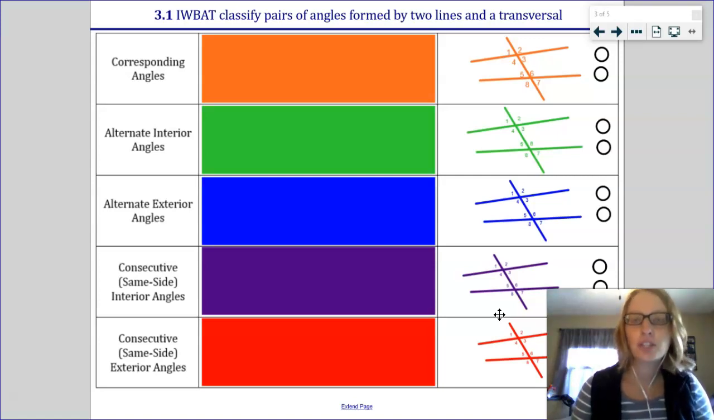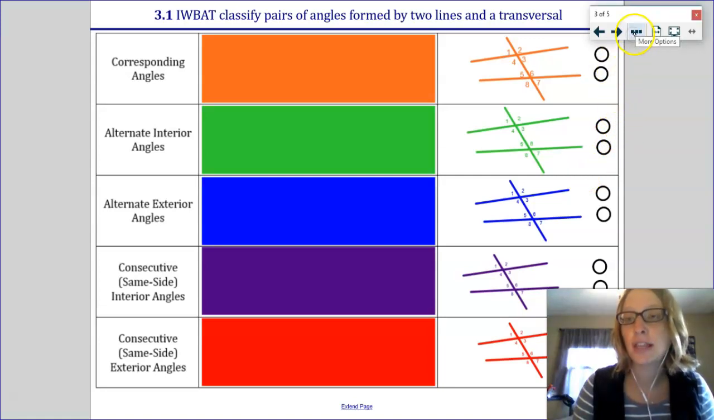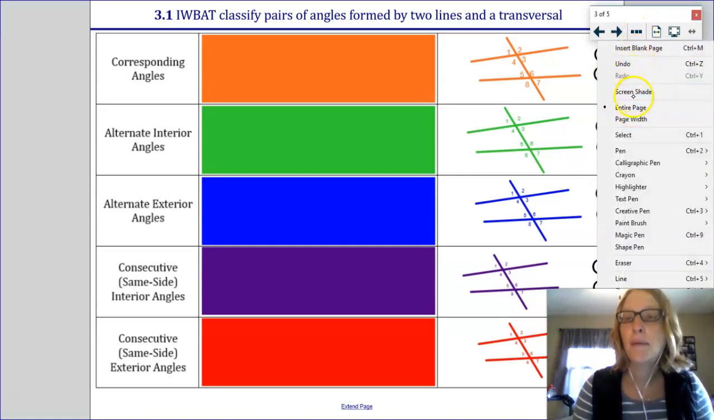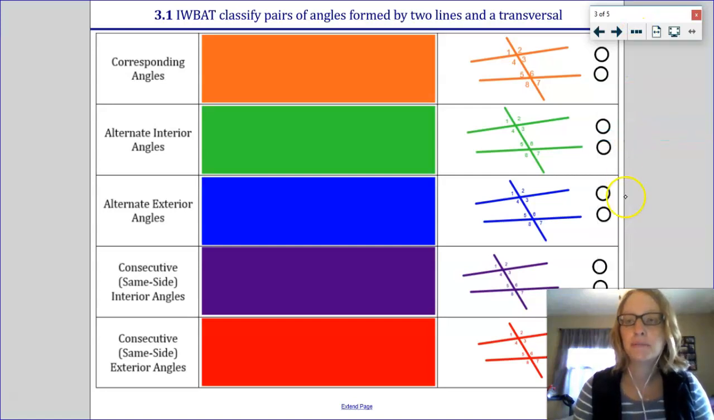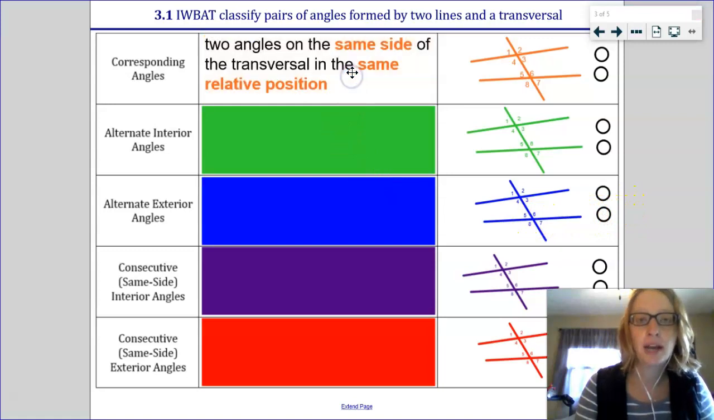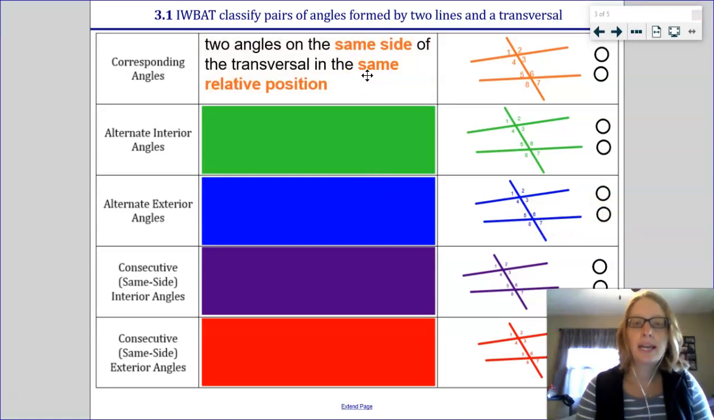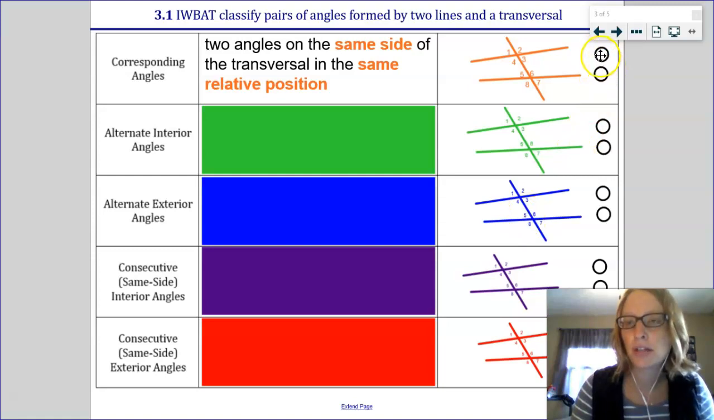So when we have that transversal line that cuts through 2 different lines at 2 different points, a bunch of different angles are formed. The first type of angles are called corresponding angles. Corresponding angles are on the same side of the transversal in the same relative position. So let's take a look at what that looks like.